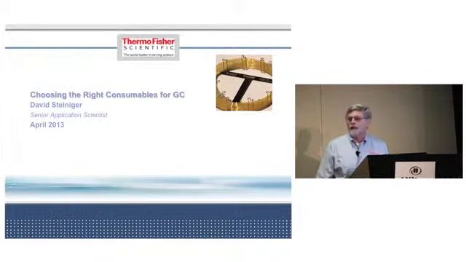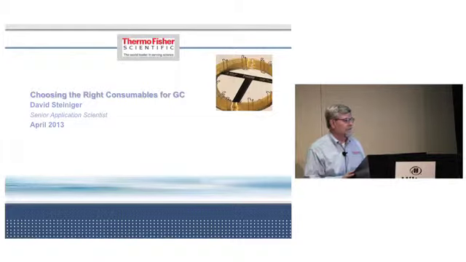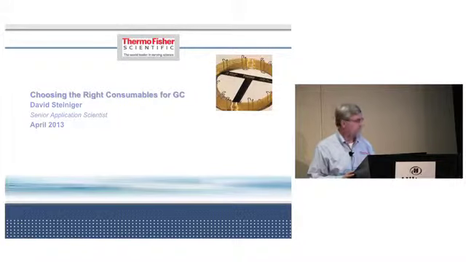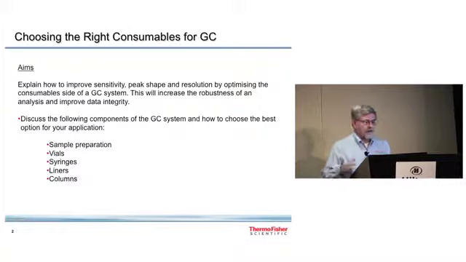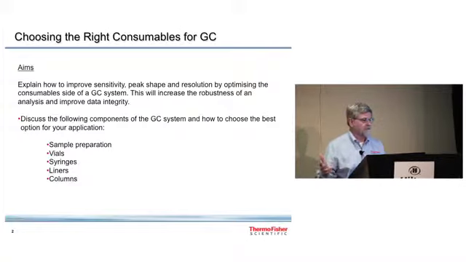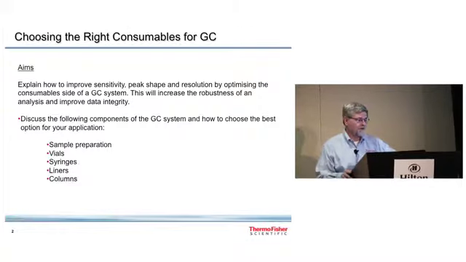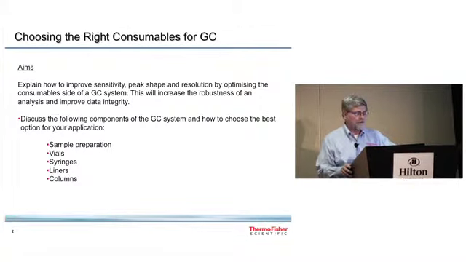But this is probably the most forgotten part of a GC analysis when we're looking for problems, and that's the consumables end. So we're going to go ahead and go through this presentation. We're going to talk a little bit about how different parts of the consumables products can help you do a better job in your analysis and keep you from having problems. So we're going to look a little bit at sample preparation, sample vials, syringes, liners, and columns.